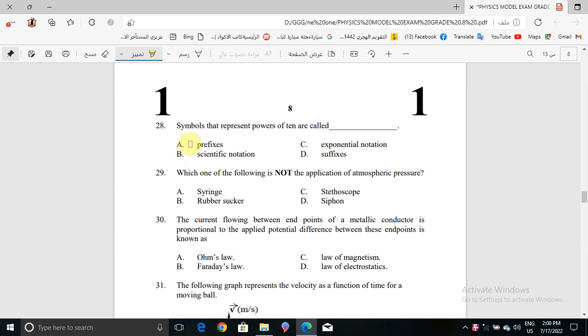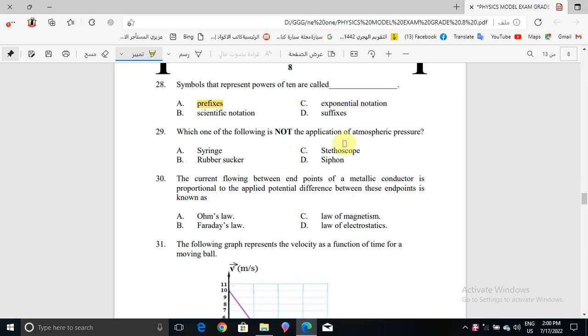Okay, now question number 28. Symbols that represent powers of 10 are called what? Are called prefixes. Now question number 29. Which one of the following is not an application of atmospheric pressure? Syringe, rubber sac, stethoscope, siphon. The answer will be stethoscope. That is not an application of atmospheric pressure, but syringe, rubber sac, and siphon are applications of atmospheric pressure.